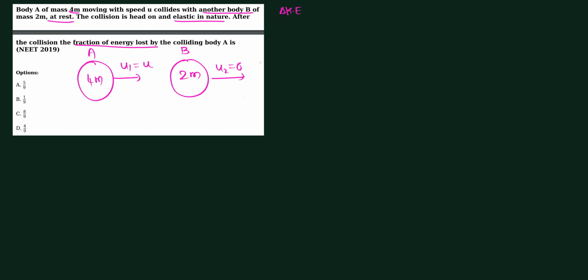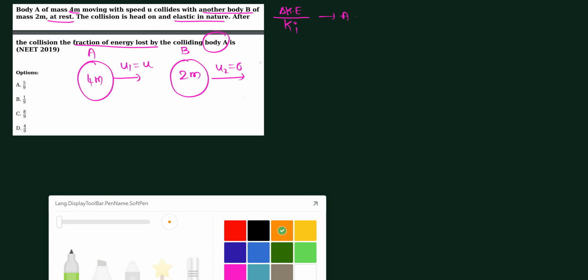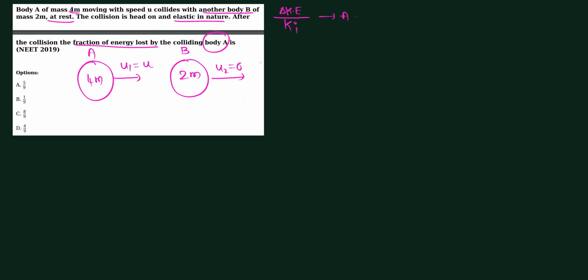loss in kinetic energy by initial kinetic energy. You have to find the ratio between loss in kinetic energy by initial kinetic energy of only body A, not body B. Okay, so this is for only A, not B. Is it clear? Now, how do you find the velocity after collision of A?